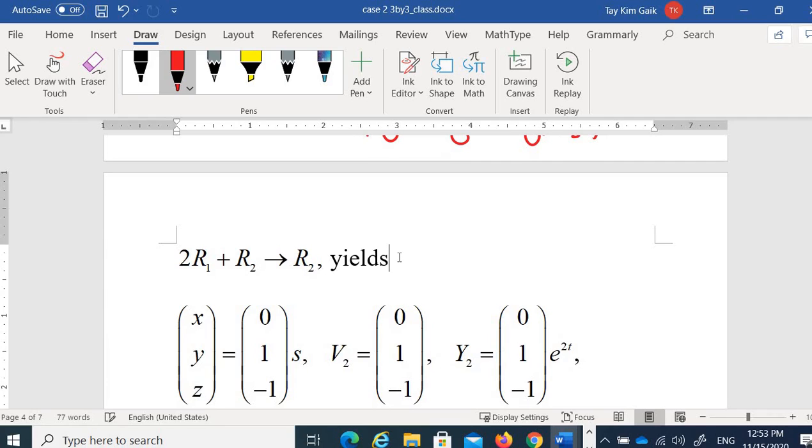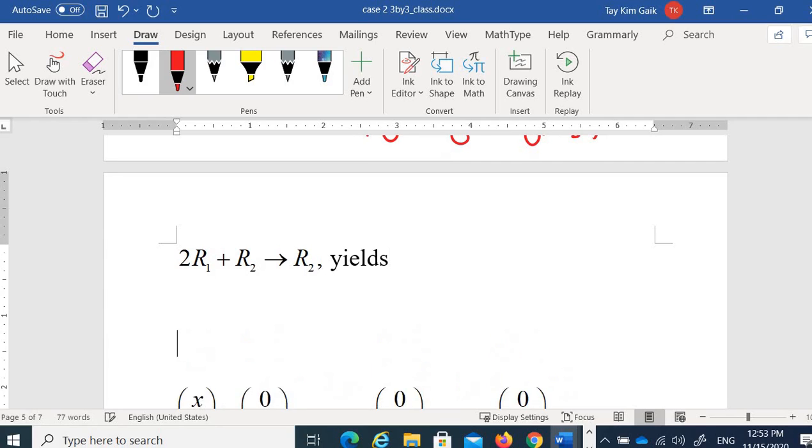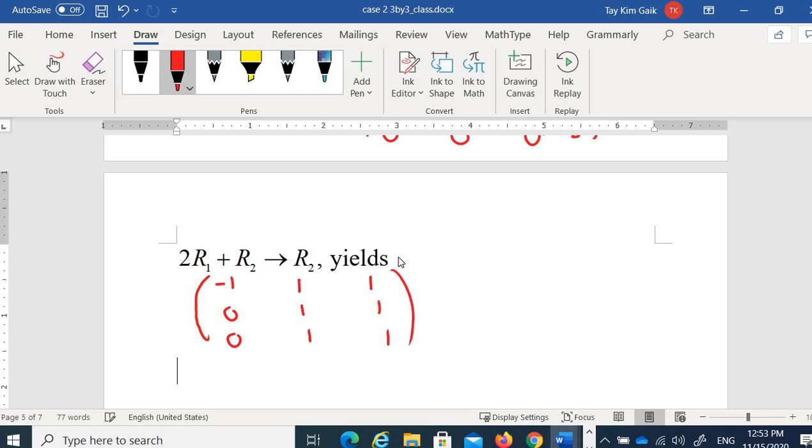Let me add up here, this is actually now negative 1, 1, 1, 0, 1, 1, and 0, 1, 1. So 3 unknowns, 3 equations reduced to only 2 equations.